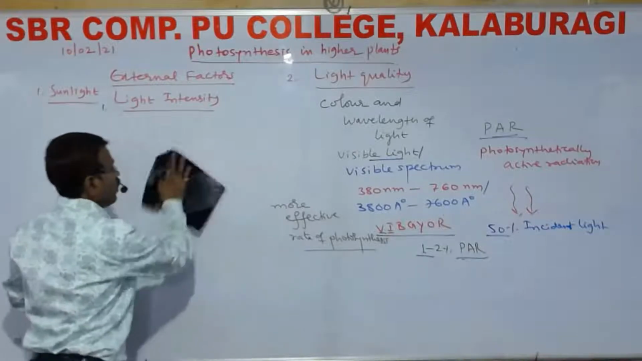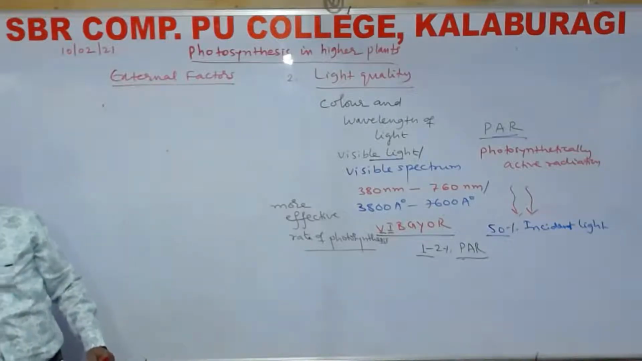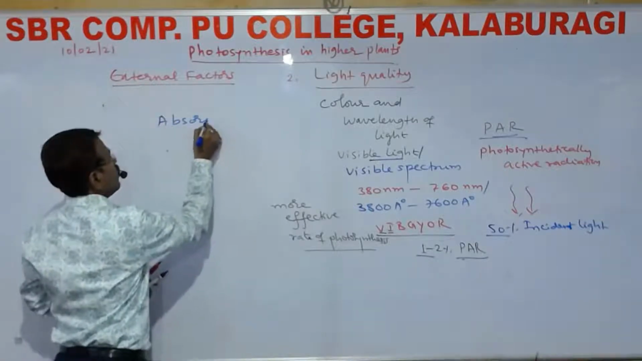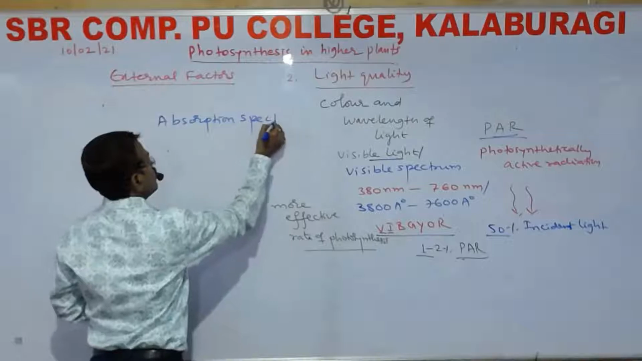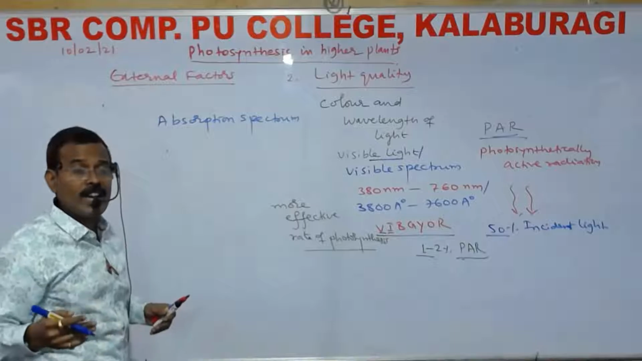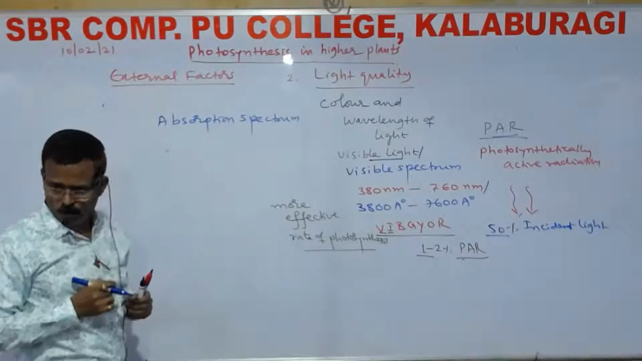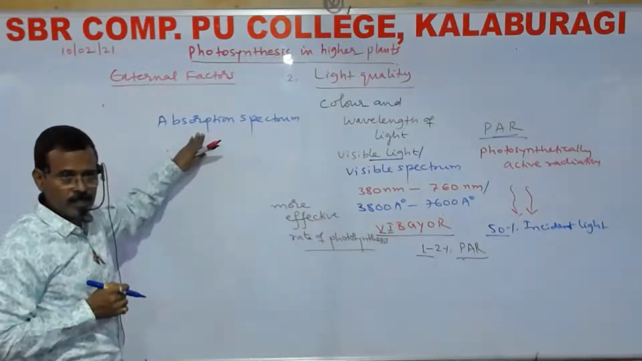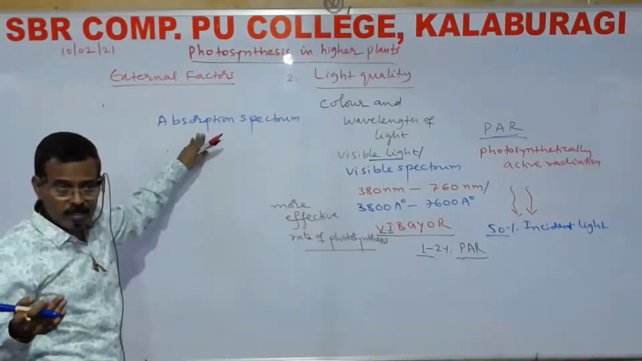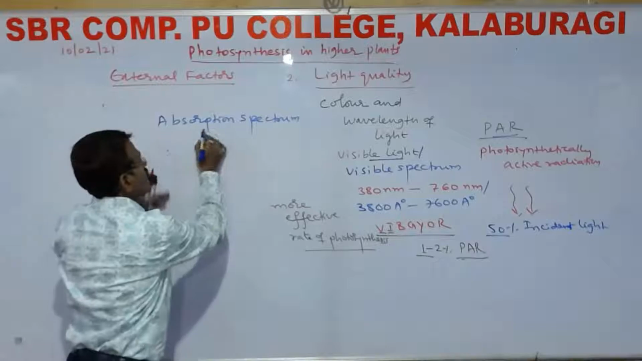Regarding that, we have already learned absorption spectrum and action spectrum. We have learned about absorption spectrum. The graphic representation of different wavelengths of light absorbed by photosynthetic pigments during photosynthesis is known as absorption spectrum. Graphic representation of different wavelengths of light utilized by the plants during photosynthesis, that is absorption spectrum.